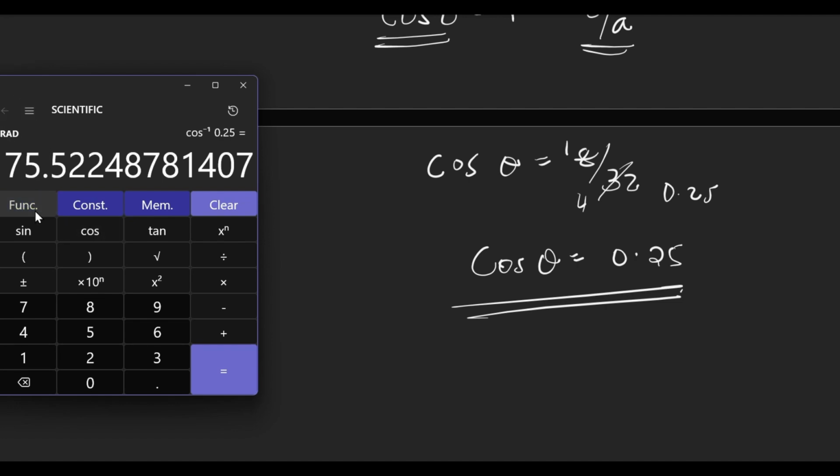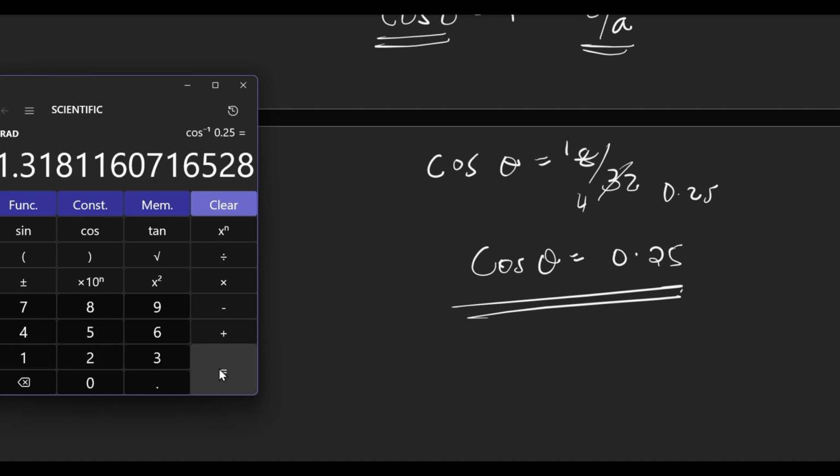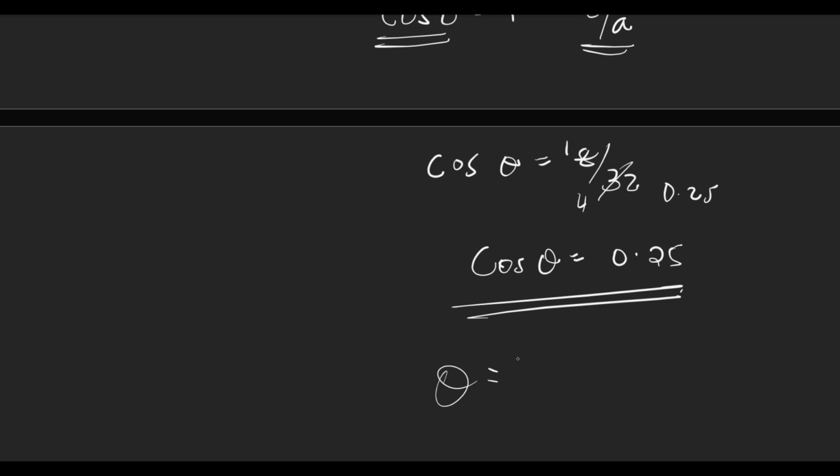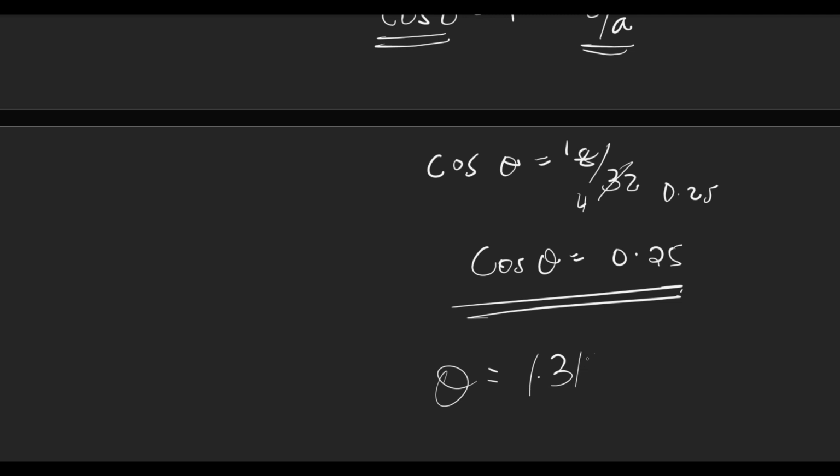Then you look for the cosine inverse of 0.25. That will be 1.318 to three significant figures. So theta will be equal to 1.318, and this is in radians. All right, that's the correct answer from the marking scheme. I will see you guys on the next question.